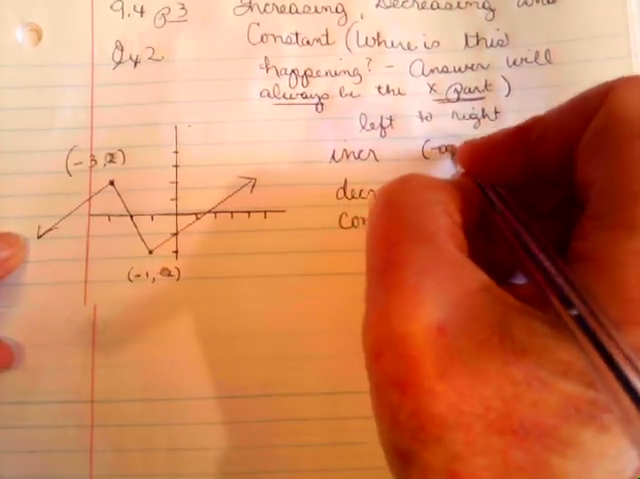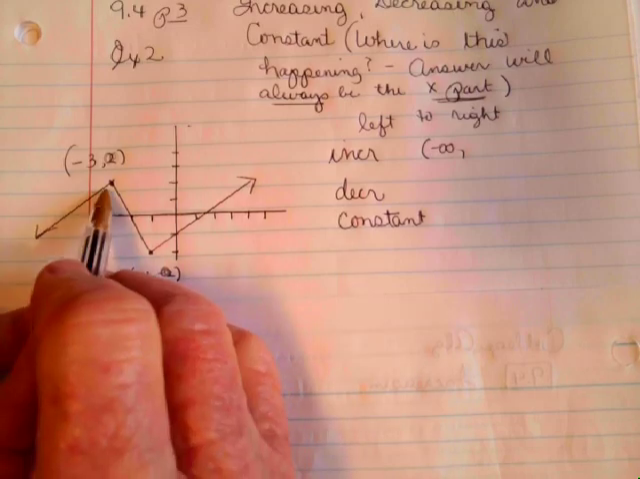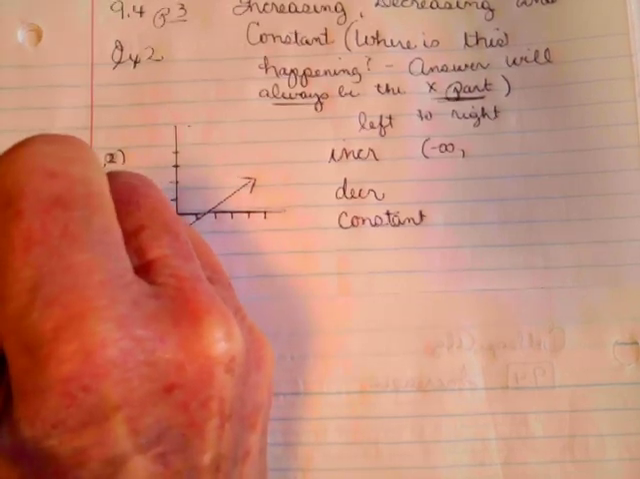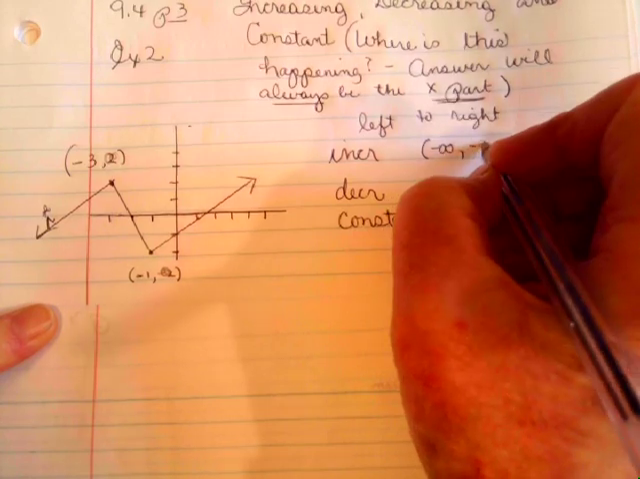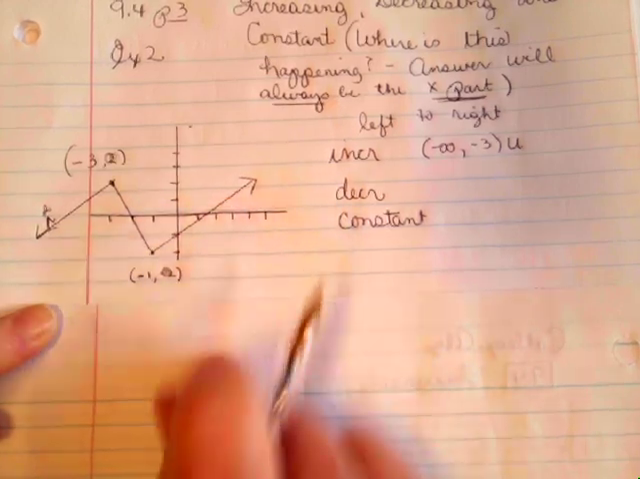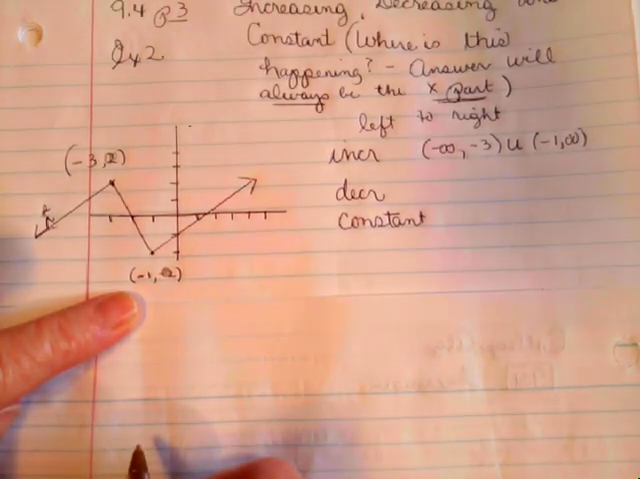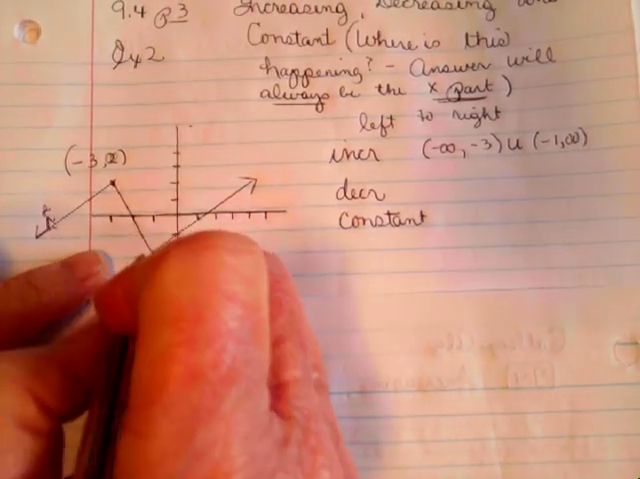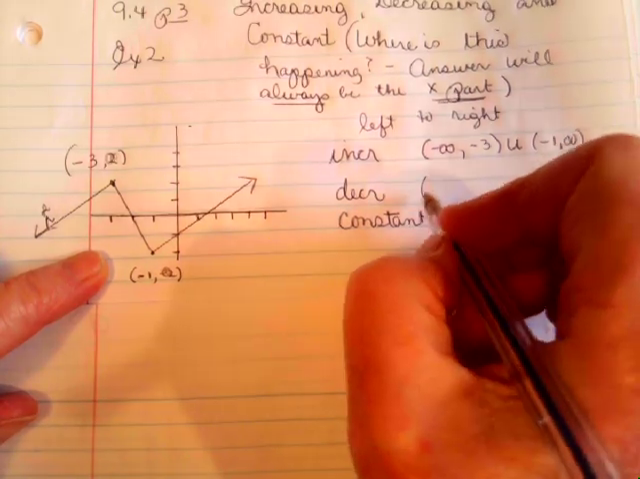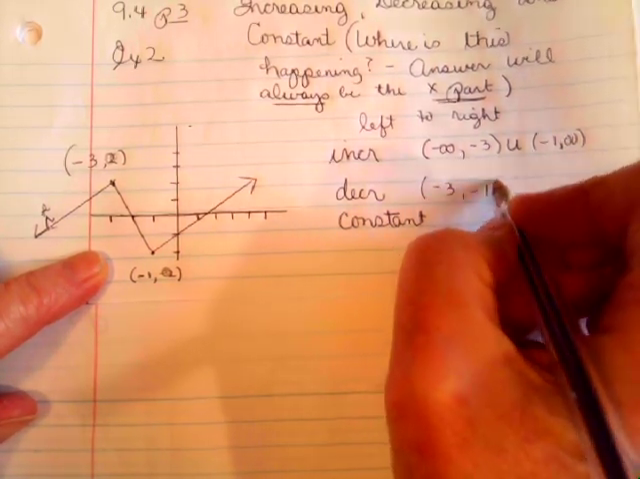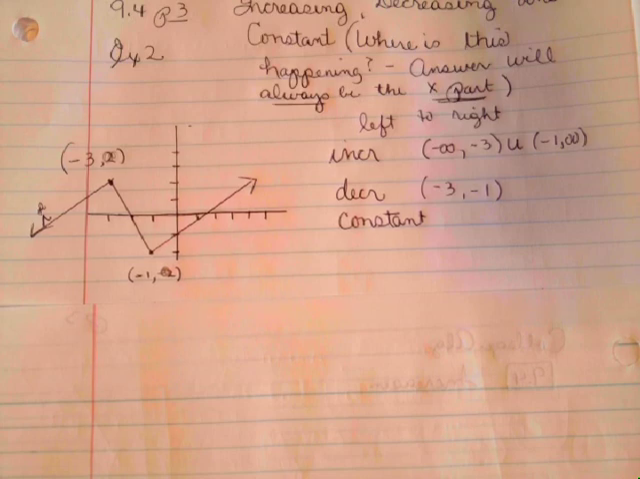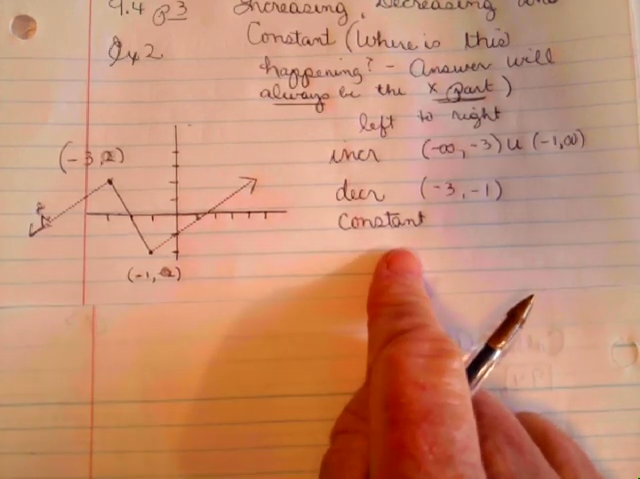Now then, where is this increasing? It starts increasing over here, which is -infinity. Keeps on increasing until it gets right here, because here's my little man going uphill. That is -3, close with a parenthesis. Oh, look, I'm also increasing over here, starting at -1 and going to infinity. It's decreasing right here because he'd be going downhill. This is -3 to -1. There's no flat part in this whole graph, so there's no constant.